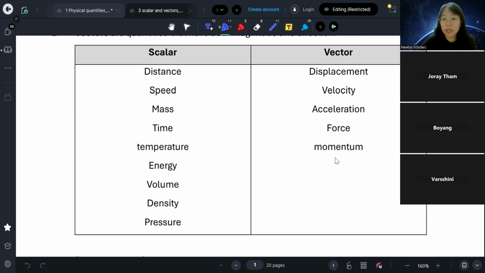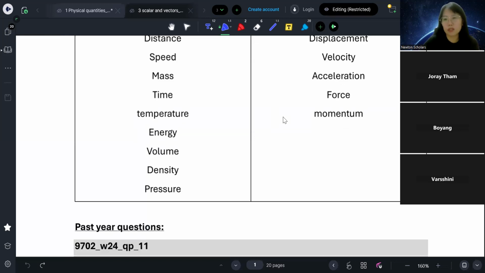Okay, momentum, we need to consider direction. Momentum is mass times velocity. Velocity uses displacement divided by time, so it will become a vector also. Acceleration is the change of velocity, so it is also a vector. Force has direction, because if you push left or push right, your result will be different. So we need to know which direction you apply the force. So this one is just recall.